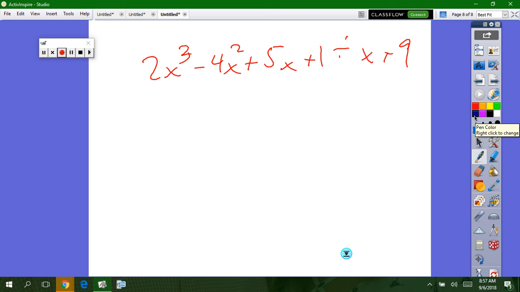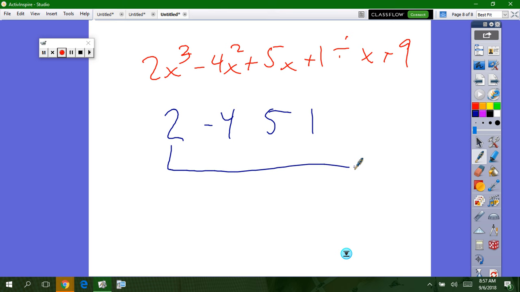Yeah. Here we go. So what are our coefficients? 2, -4, 5, 1. What are we dividing by? -9. Does everybody understand where I got that? The value that makes this 0. Okay? Here we go. 2. You just bring him down. -9 times 2. Just to give you a hint, that's -18.